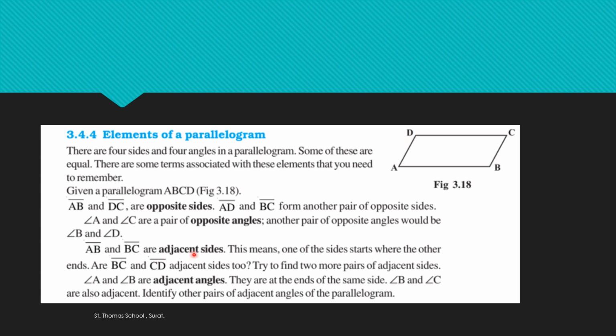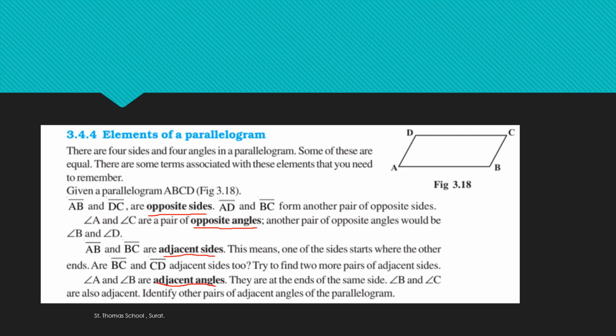The next one, adjacent sides. AB and BC are adjacent sides. The next one, BC and CD are adjacent sides and CD and AD are adjacent sides. And AD and AB is the next adjacent side. So you can underline all this one. That is, first we have studied opposite sides. The next one, opposite angles. And the next one, adjacent sides. And the last one, that is adjacent angles.